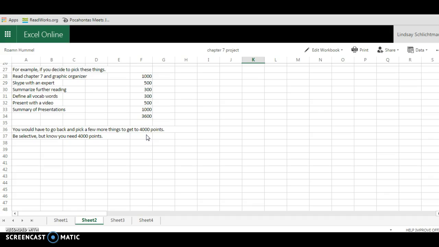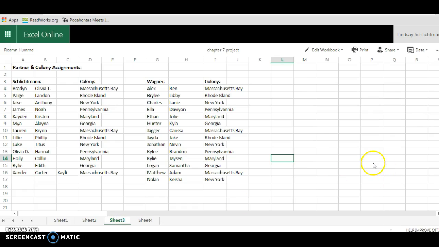So one of the things that you'll need to be thinking about today is how will you get your 4,000 points throughout this unit? And that's something that you and your partner will need to decide together. So, who is your partner? Well, we have some partners selected for Mrs. Schlickman's class and Mrs. Wagner's class. So you can take a look and see who you are partnered up with. If partner changes occur, that information will be given to you by the teacher. But otherwise, this is the person that you will be working with in Chapter 7.